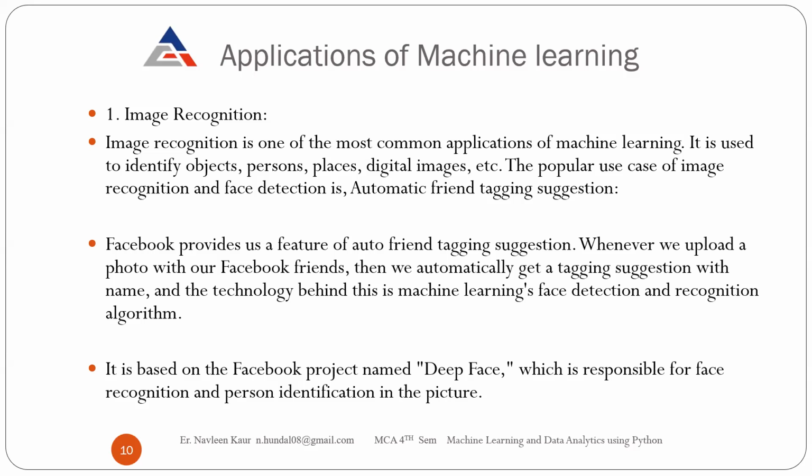Facebook provides us with this feature of automatic friend tagging suggestion in photos, and whenever we upload a photo with our Facebook friend, we automatically get a tagging suggestion with the name. And the technology behind this is machine learning's face detection and recognition algorithm. So it means Facebook is a big platform, so it is making everything easy for you. It has applied this machine learning algorithm so that you don't have to waste time looking for your friends and then tagging. So it is automatically throwing suggestions.